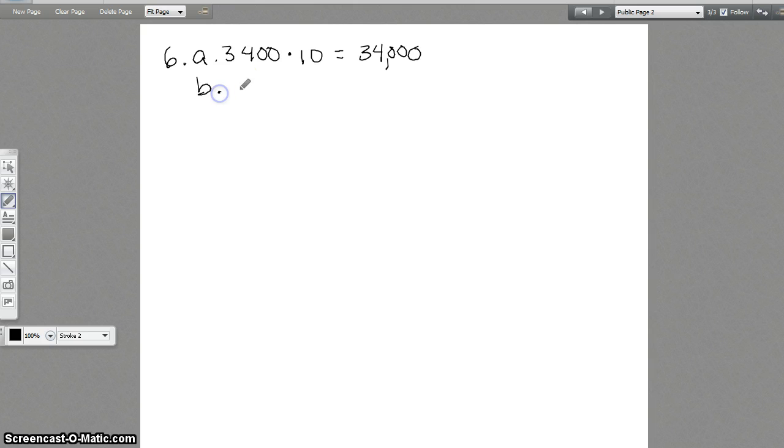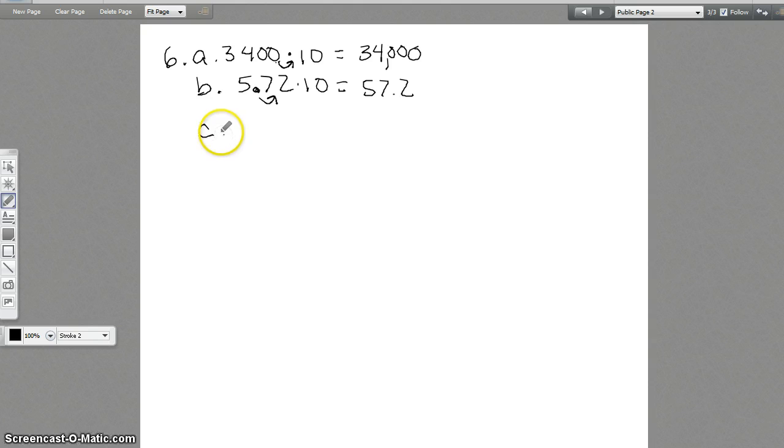Part B, we have 5.72 times 10. That is 57.2. We don't just add another zero here because we aren't ending with our decimal point. What we're going to do is move our decimal to the right one place. That's actually what we did up here with 3,400. We moved our decimal over one place, but since there wasn't anything there, we had to put a zero in that place as a placeholder.